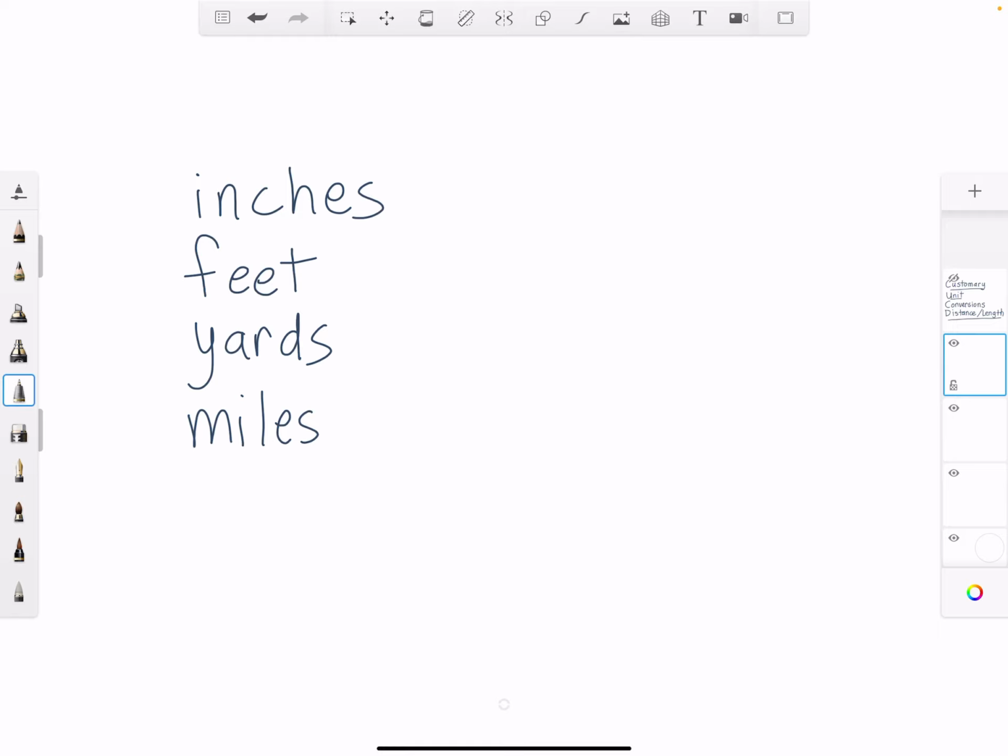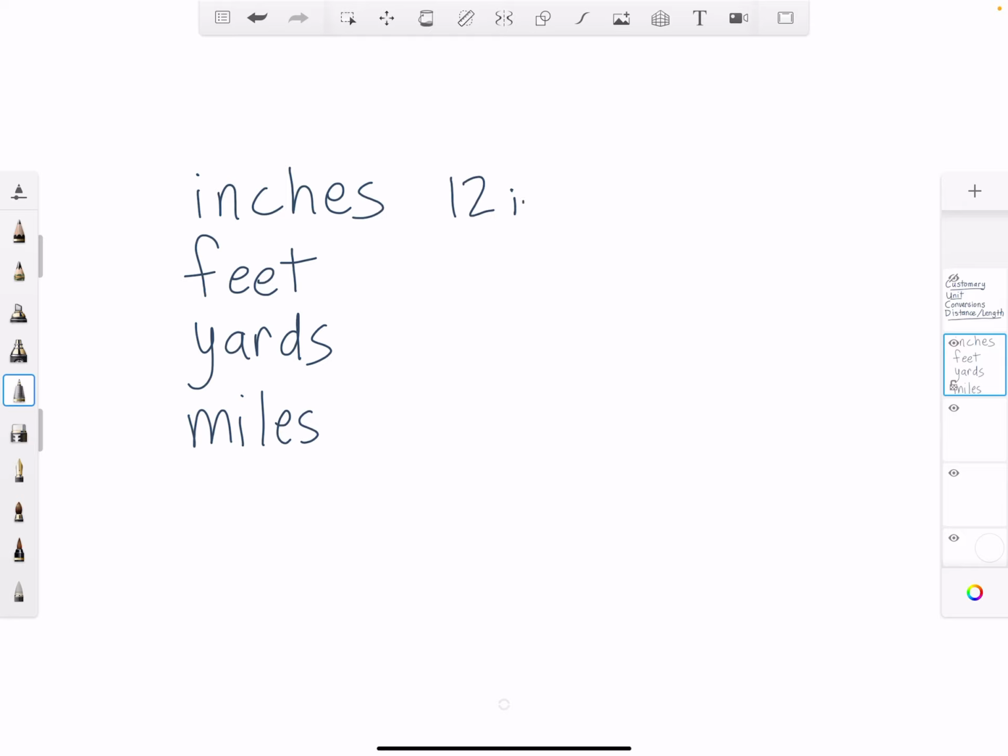Now, each of these is related. It takes inches to make feet, and we can use inches to make yards. We could even use inches to make miles, but miles are so big that we don't usually think of that. And then we can use feet to make yards and feet to make miles, and of course we can use yards to make miles. So we're going to start out first with inches.